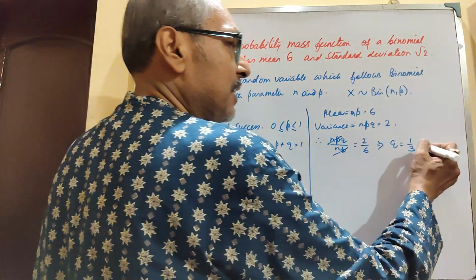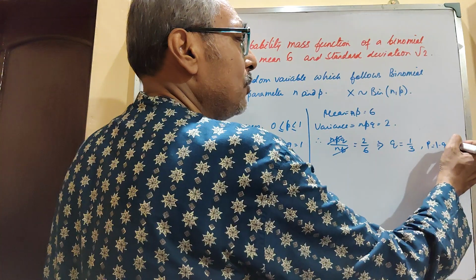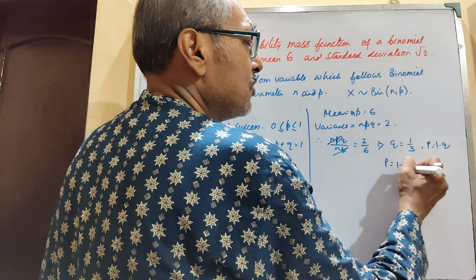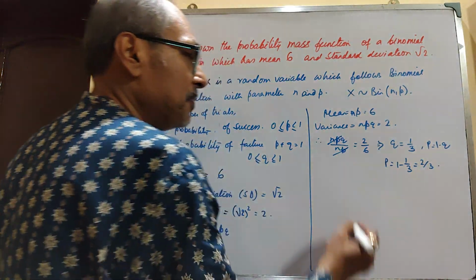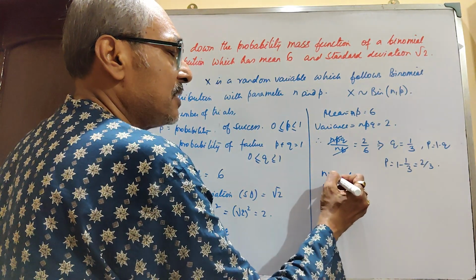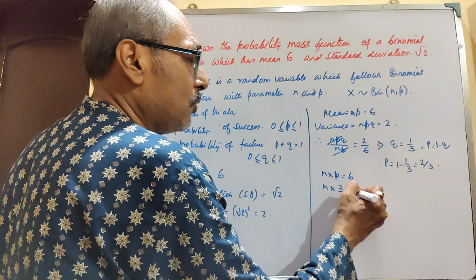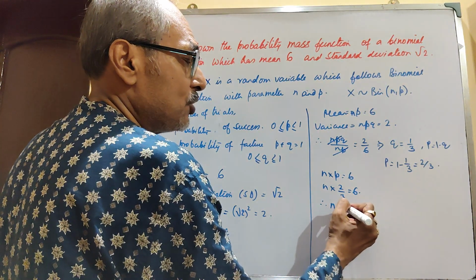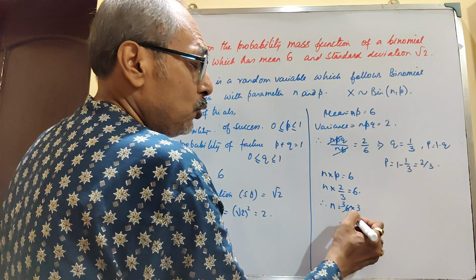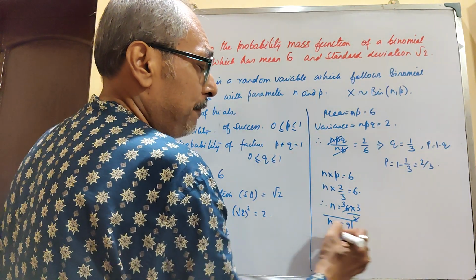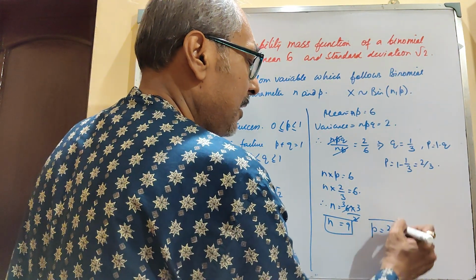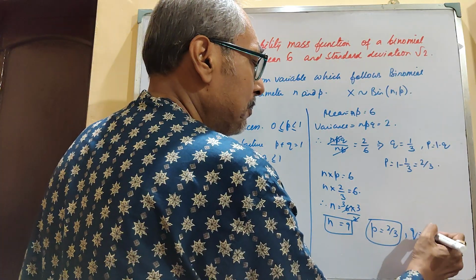When q is 1 by 3, p equals 1 minus q. This is p is 1 minus 1 by 3, which is 2 by 3. Now, n into p equals 6. In place of p, I am writing 2 by 3, equals 6. Therefore, n equals 6 into 3 by 2. This gets cancelled, 2 into 6, and we get the value of n equals 9. Therefore, n equals 9, p equals 2 by 3 and q equals 1 by 3.